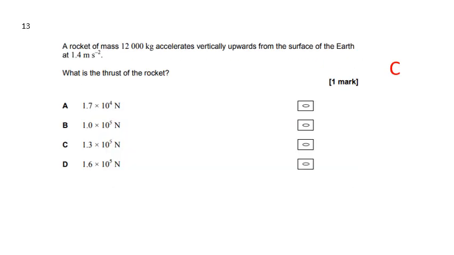Rocket of mass m. Now, it is important that you get this one in your head because it's a very common question. The trick is that F equals ma, but F is the resultant force. You've got the thrust upwards, which is T, but then you've got mg downwards, the weight of the rocket. And the rocket is accelerating upwards, so that's a.